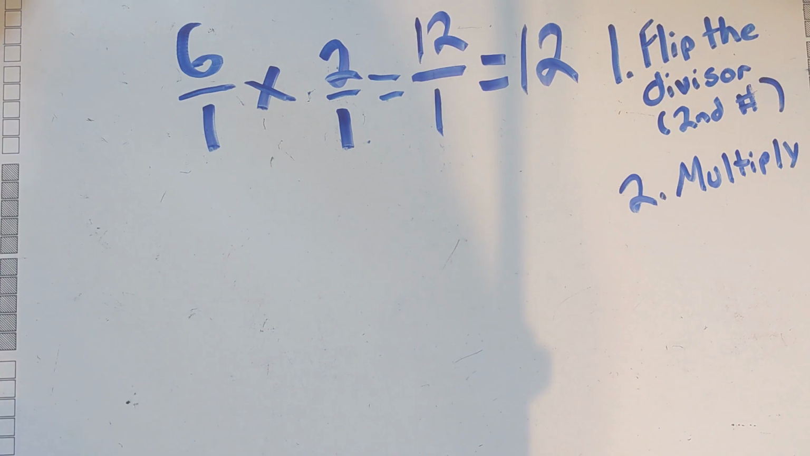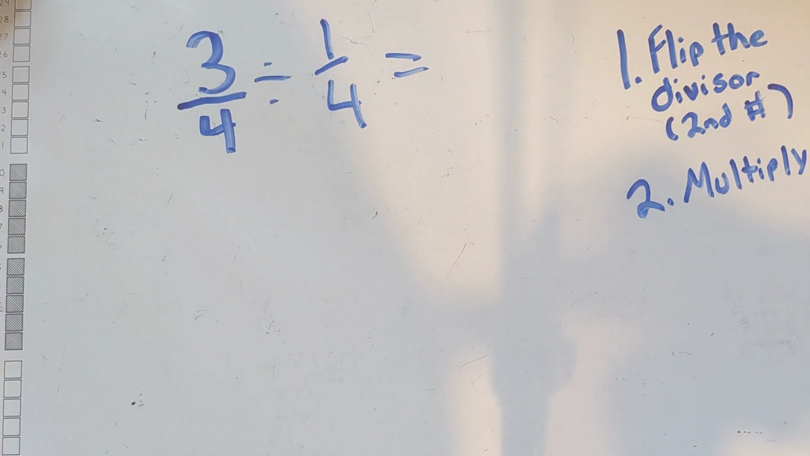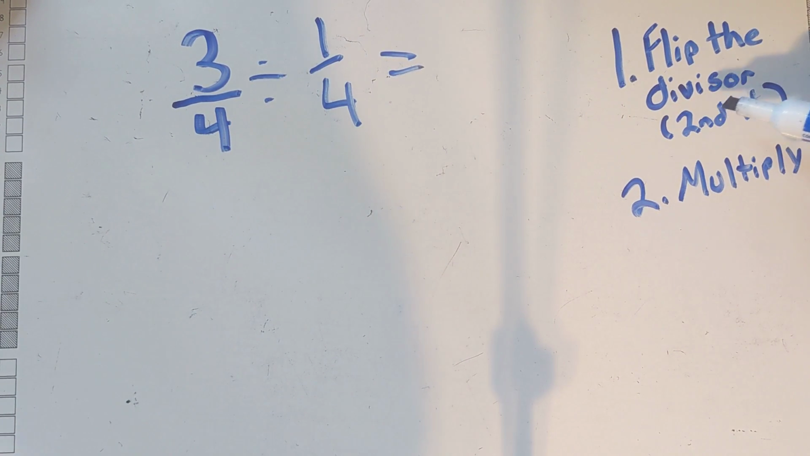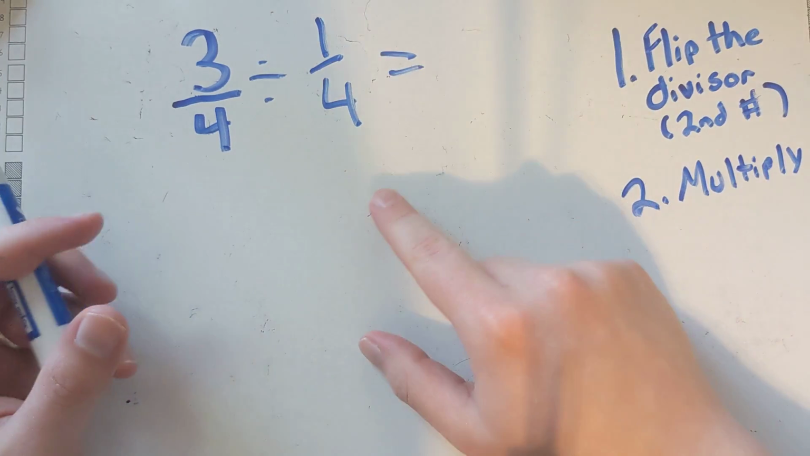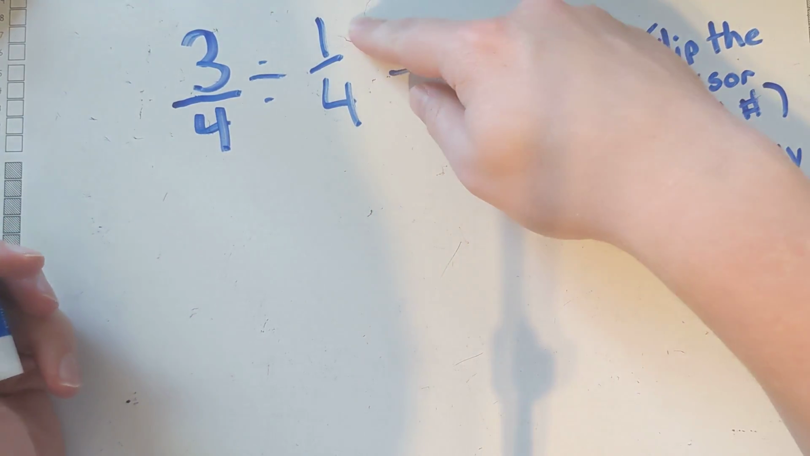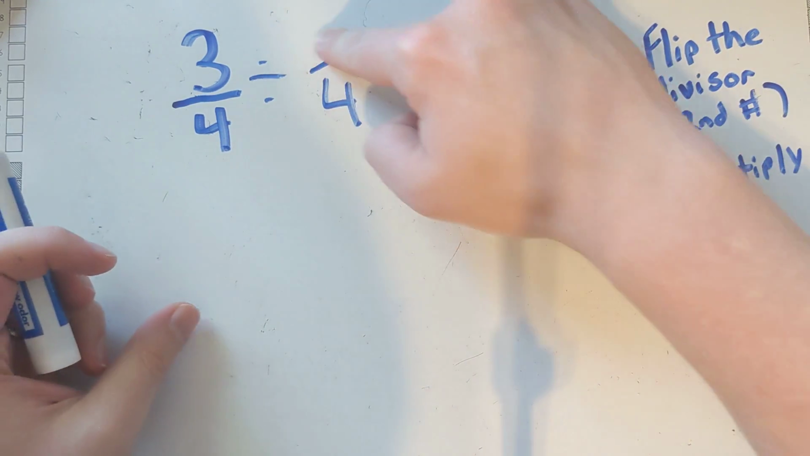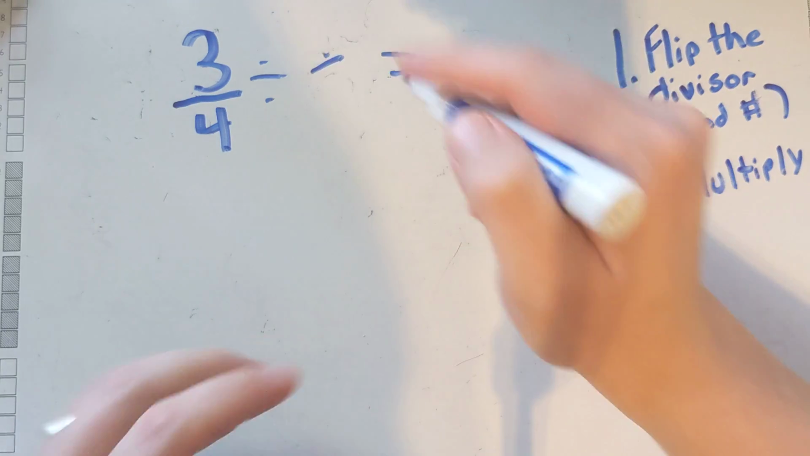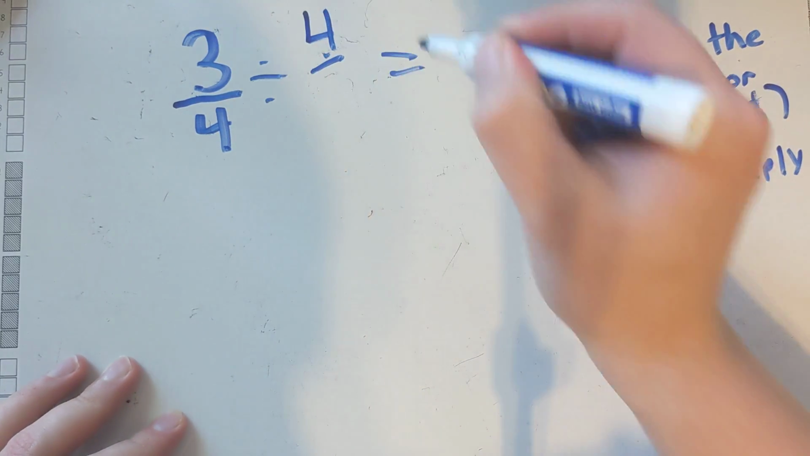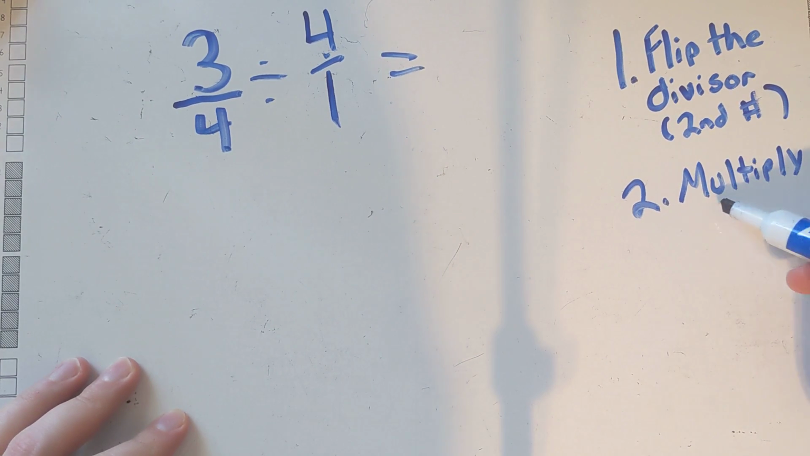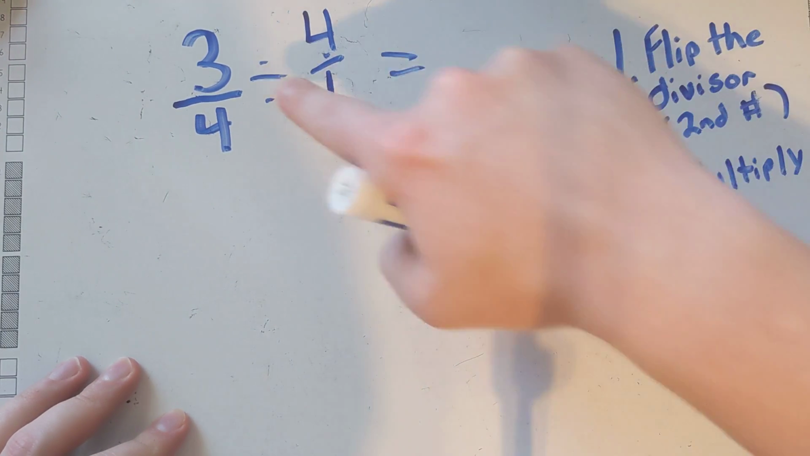Okay, so here we have 3/4 divided by 1/4. So nothing we got to change. First step, flip the divisor, which is the second number. All right, I always say flip that first just so you don't forget. So we're gonna flip it. The denominator is gonna become the numerator, the numerator is gonna become the denominator. So I'm just gonna switch 1 and 4. 4 is gonna be on top this time. 1's gonna be on bottom. All right, second step, multiply instead of divide.